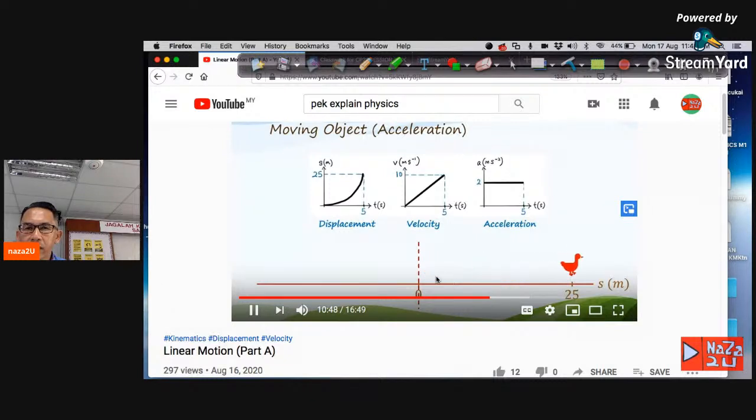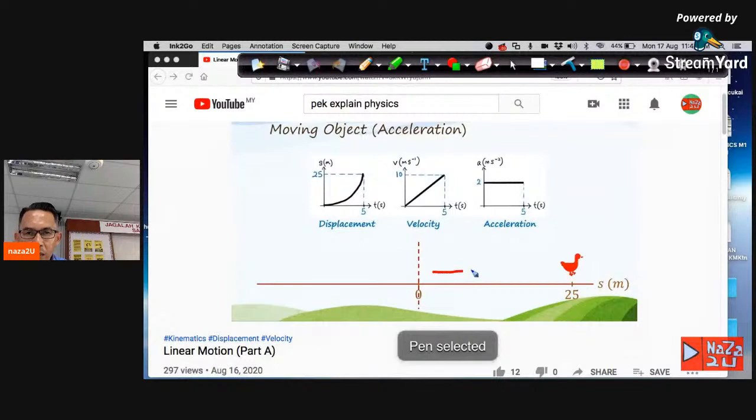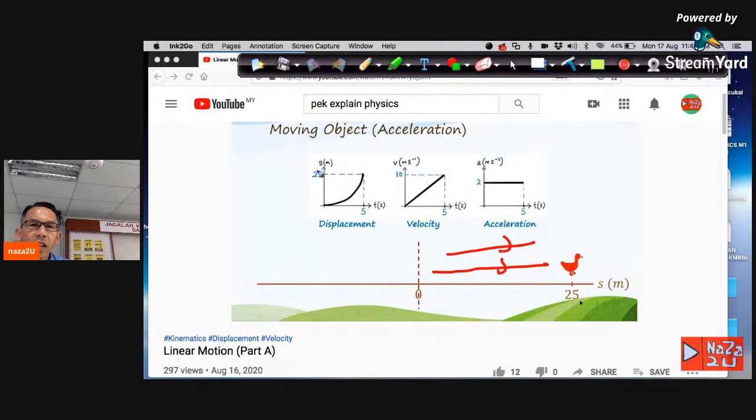Become faster and faster. From initial to final, dia bergerak semakin laju ke depan. So origin meaning 0, kalau kita lukis graf displacement S versus T, the graph increases from 0 to 25 meter. The displacement graph is curving upward because the velocity increases. Kalau kamu cari gradient ataupun kecerunan graf, dia akan semakin meningkat. Ataupun graf ini semakin curam ke atas, dia semakin laju. So gradient of displacement graph is the velocity. Velocity increases, V itu semakin meningkat from 0 to 10 in 5 seconds. So the gradient of the displacement graph also increases.